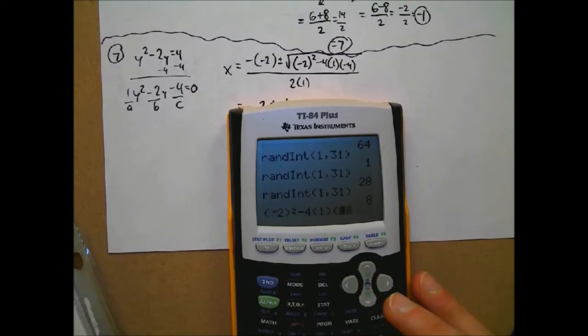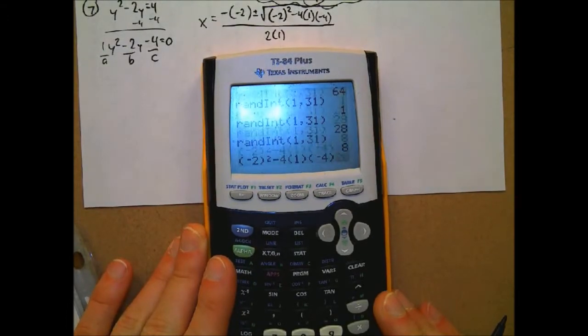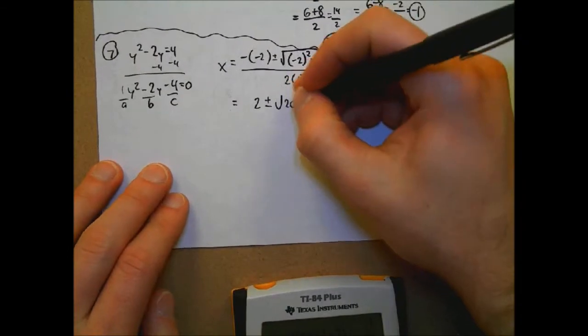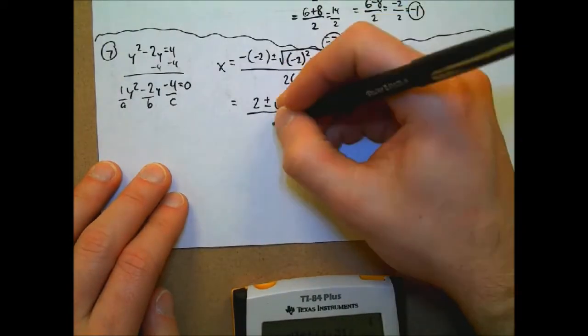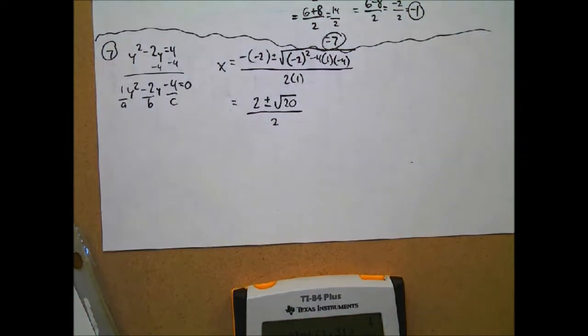Finally, is 20 a perfect square? No. Oh, man. This one was a perfect square, but this one's not. So, do we just give up and say IDK? No. Never. Never IDK. What does that say? It stands for I don't know.